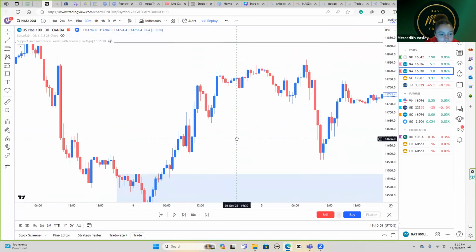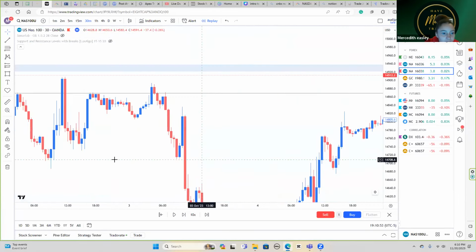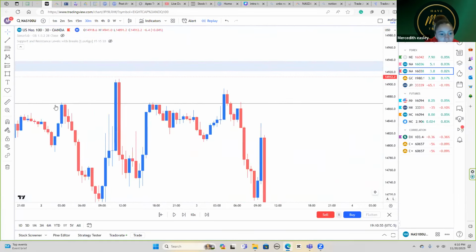All right. Let's find one for buyers. This one right here. There are like no sellers involved in this candle. Then look at this. This is how you know if imbalance is filled. You drag it. Look at that. This filled it up.